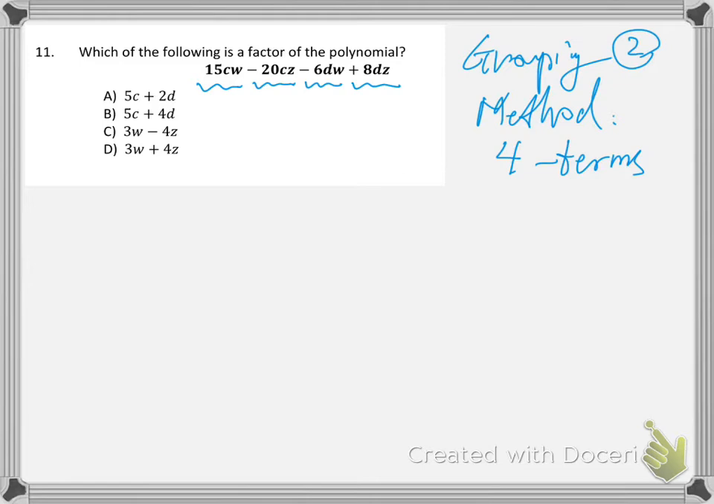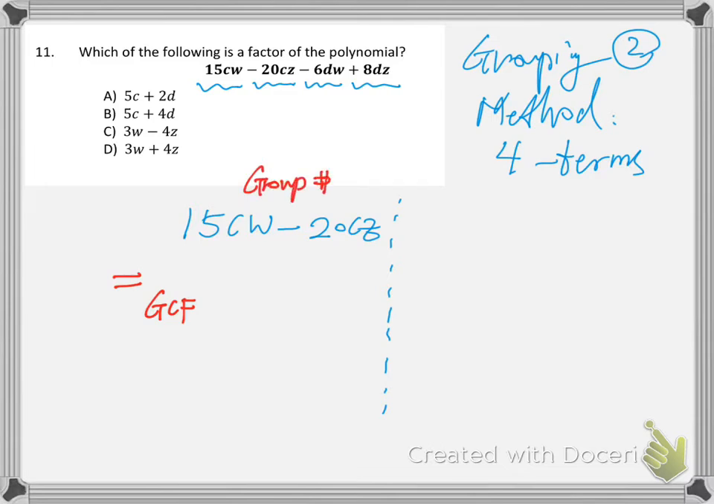So what's the grouping method? Let's look at this example. I will look at the first two terms only in the beginning. We use method 1, the GCF method, to factor this group. We have two groups. This is group 1. The other two terms will be group 2.